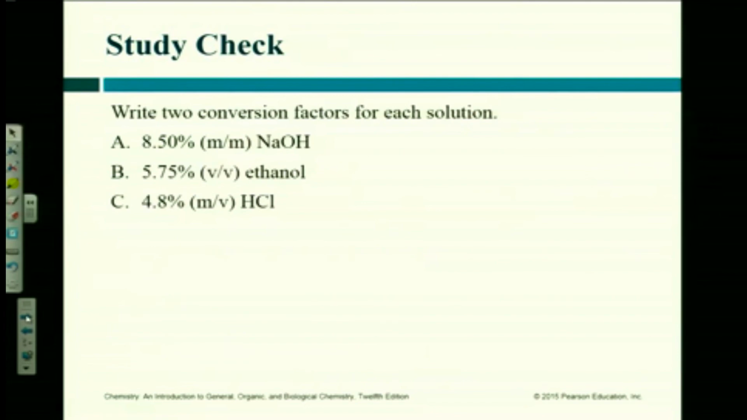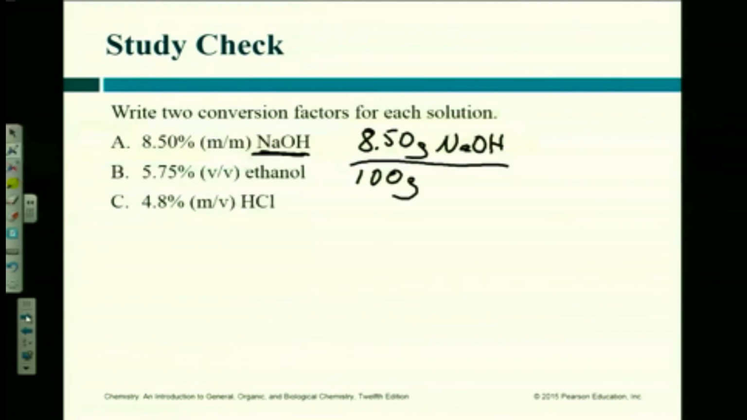This is 8.5% mass sodium hydroxide. What is that telling me? It's telling me I have 8.50 grams of what? This is my solute. What do you think goes on bottom? It's a percentage. What always goes on bottom in percentages? 100, right? 100 what? 100 grams of solution. What's the other one I could write from that? 100 grams of solution over 8.5. Exactly. Just flip it upside down.